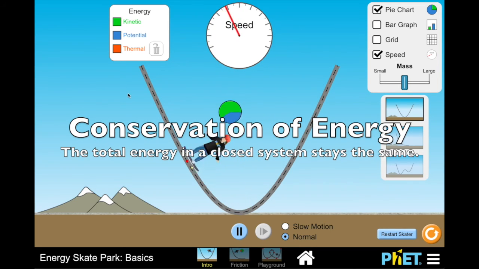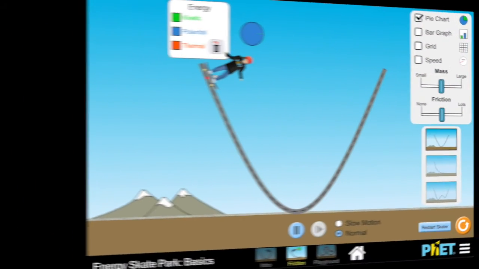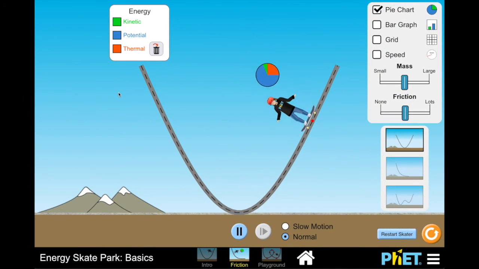Watch what happens when we start to include friction. And when I release her this time, we'll notice something else is going on. This is more realistic. We see some red energy that is there. This is that unrecoverable internal energy. They've labeled it here thermal, but I don't want you to think that it always relates to heat.